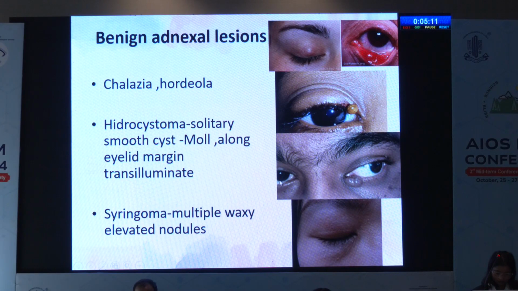Of the adnexal lesions, we all know the chalazia and the hordeola are so common. Apart from that, we have the hidrocystoma, which are solitary nodules, which are smooth and arise from the cysts of Moll. And if they contain clear fluid, then they transilluminate, otherwise they don't. And then the syringoma, which are multiple, waxy, elevated nodules.